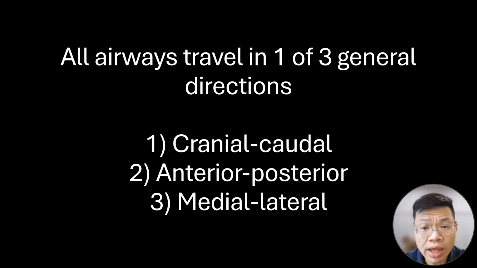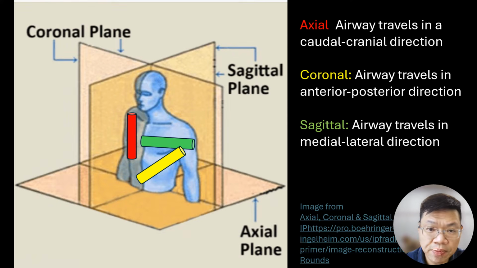The first concept is that all airways travel in one of three general directions, which can be in a cranial caudal, anterior posterior, or medial lateral direction. Let me explain. As mentioned, fundamentally, all airways can only take one of three directions. This can be in the axial plane, as illustrated by the red tube, which travels in a caudal to cranial direction. The coronal plane, illustrated by the yellow tube, where the airway travels in the anterior to posterior direction. Or the sagittal plane, where the airway travels in a medial to lateral direction.